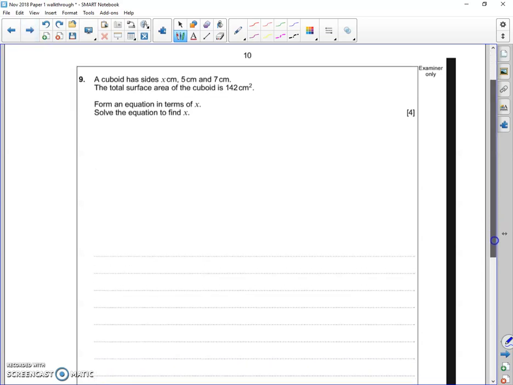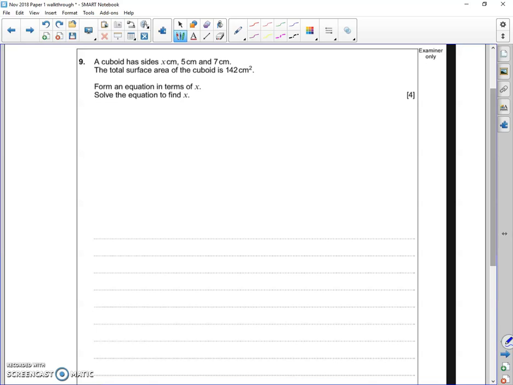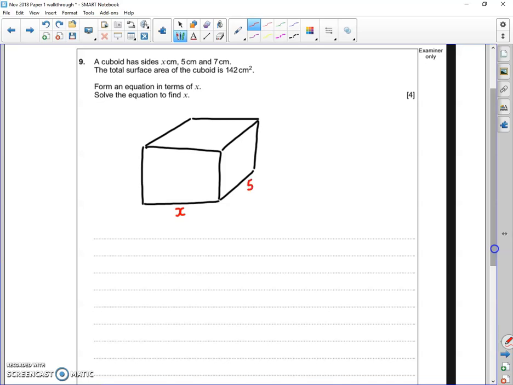Okay, number 9, forming and solving your own equation. They've given us space for a diagram, so it's a cuboid. It's got sides which are x long. So I put that one there. It's got 5 long, and we've got 7 long. I'll leave the units off for now, put them back on the end. And we know that the total surface area, remember, is the area of the individual surfaces added up, is 142. So there are 6 surfaces on a cuboid. They come in 3 pairs.